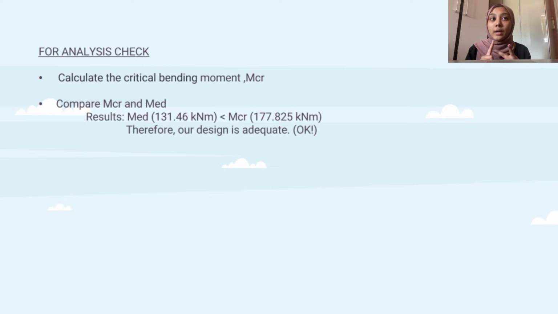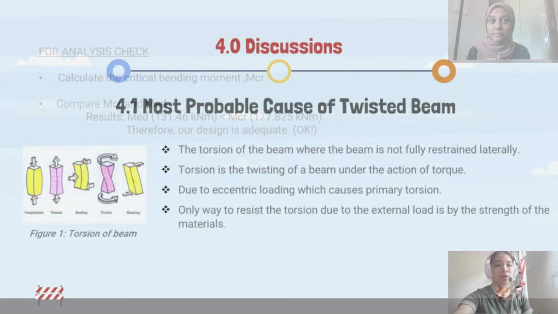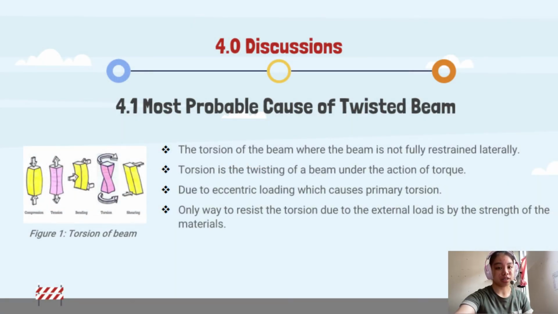compare. What we have obtained from this project is the value of MED is lesser than MCR, which is the value of MED is 131.46 and the MCR is 177.825. So from here we can conclude that our project is adequate and applicable for this case study. Alright, let's move on to the discussion part.